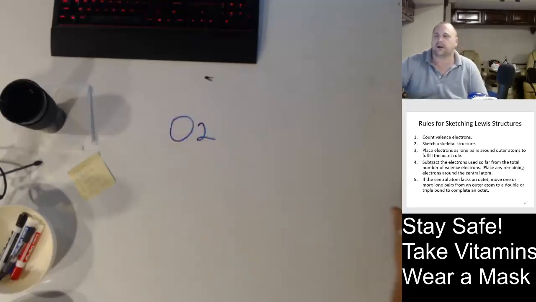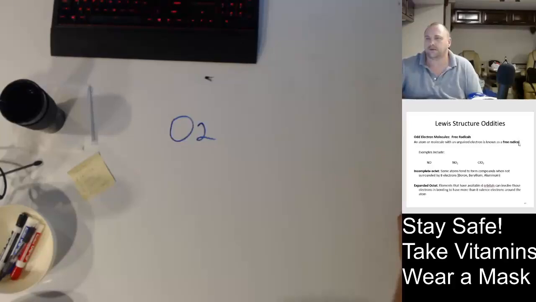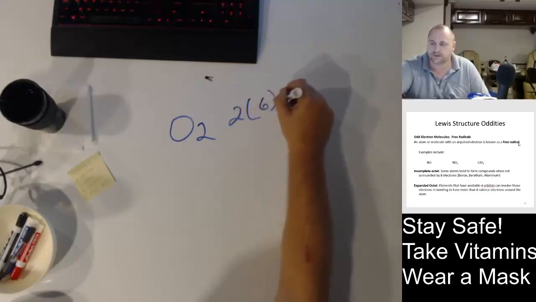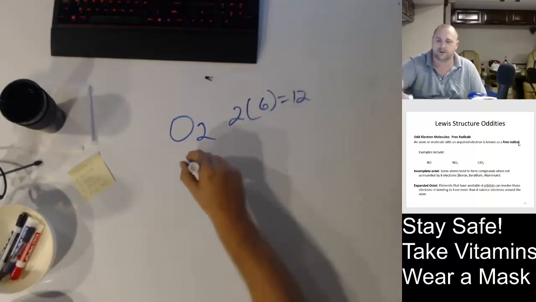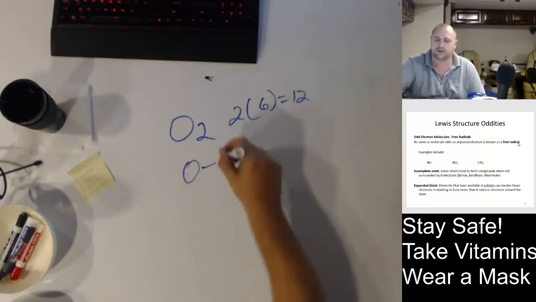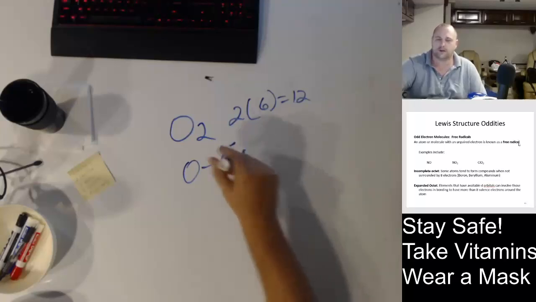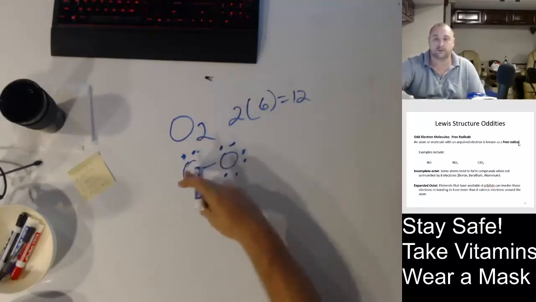Oxygen gas. So oxygen gas, 2 times 6, that's 12 electrons. Oxygen, oxygen. Fill this one up. There's 8. Then I do my central. Notice it didn't matter which one.